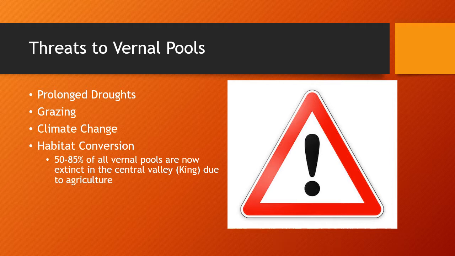One of the most shocking pieces of information that I came across in researching this topic was a study published by King that 50 to 85% of all vernal pools in the Central Valley are now extinct due to agriculture and other pre-Spanish settlements.